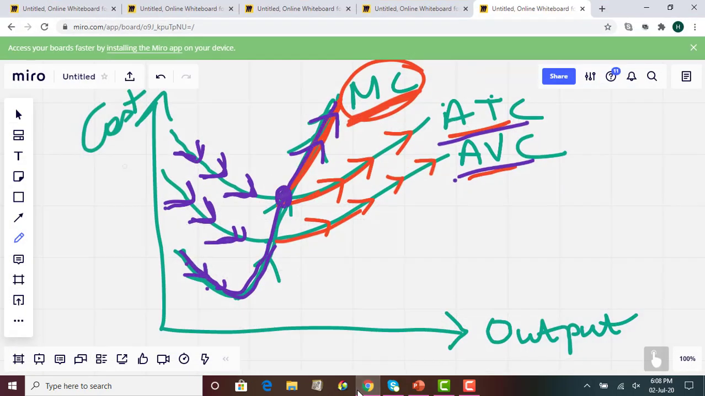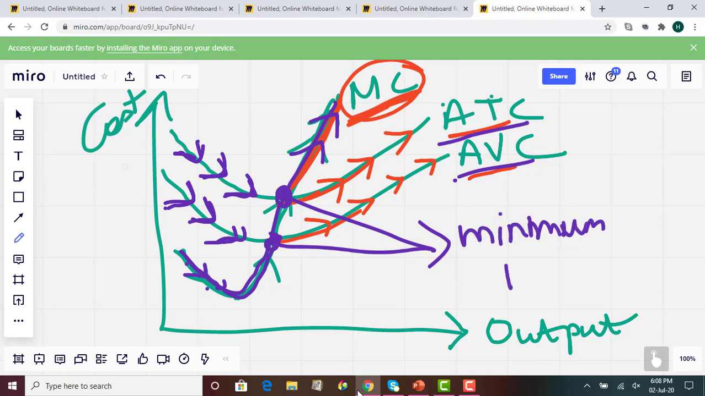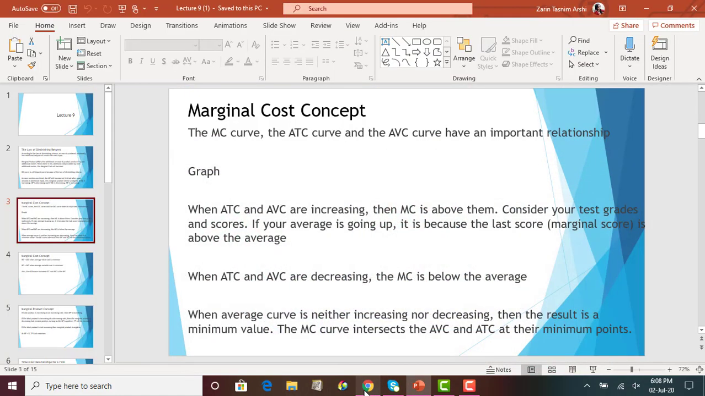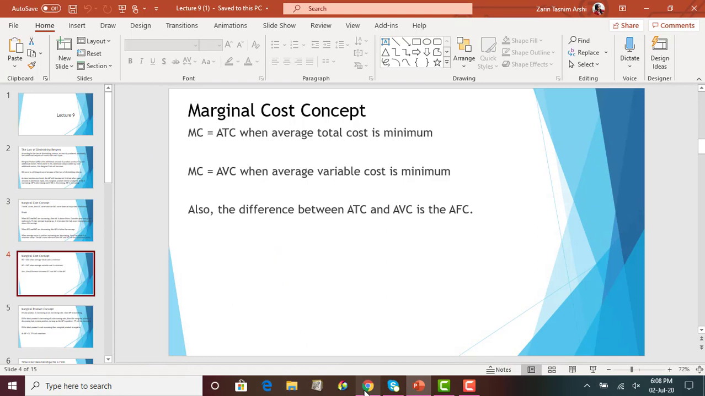Okay, and one last thing to observe, which is very important: the marginal cost curve will intersect the average total cost curve and average variable cost curve at their minimum point. Okay, so this is the minimum point of the average total cost curve, where marginal cost is equal to average total cost. This is the minimum point of average variable cost, which is the place where average variable cost is equal to your marginal cost. Okay, so slide 4 gives you a little bit of information. Marginal cost will be equal to your average total cost when the average total cost curve is at its minimum. Marginal cost will be equal to the average variable cost when the average variable cost curve is at its minimum, or the curve is at the very lowest point.